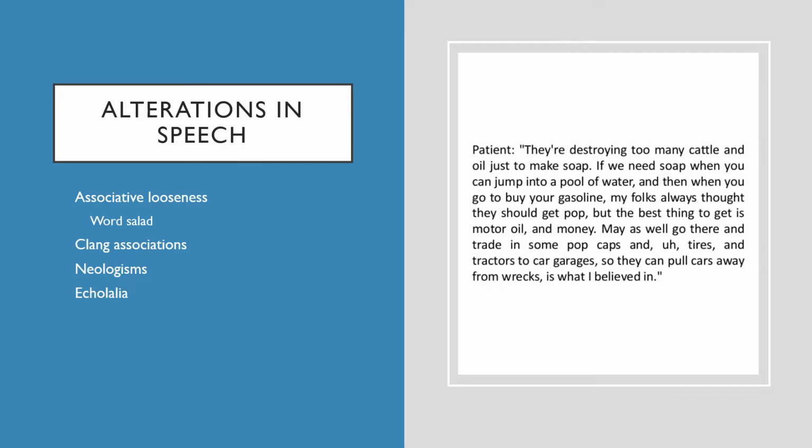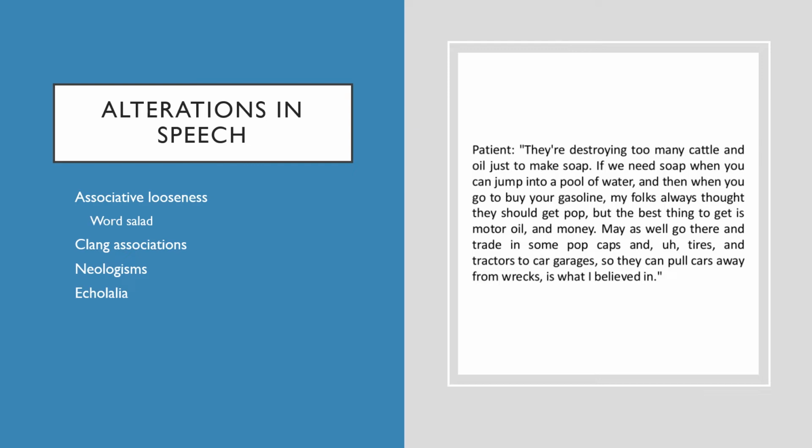So if we read here, they're destroying too many cattle and oil just to make soap. If we need soap, when you can jump into a pool of water, and then when you go to buy your gasoline, my folks always thought they should get pop. But the best thing to get is motor oil and money. May as well go there and trade in some pop caps and tires and tractors in the garage so they can pull cars away from wrecks is what I believed in, right? Very haphazard, very illogical.